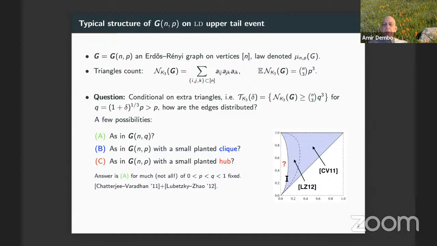And they found that this is exactly the domain where the answer is green. The answer in the area with the question mark is unknown. It may be the clique or the hub. It is definitely not the green. It's probably something much more complicated. And this question mark remained open for the last 10 years. The variational problem is known, but nobody knows how to solve it, and therefore there is no nice characterization of the conditional law. We will get to that later on.